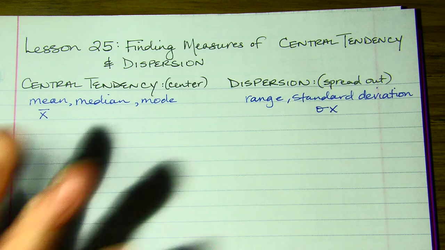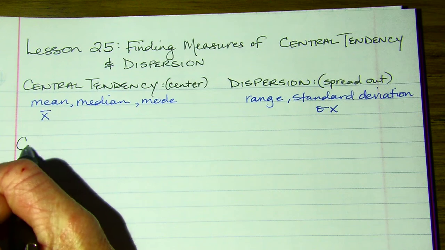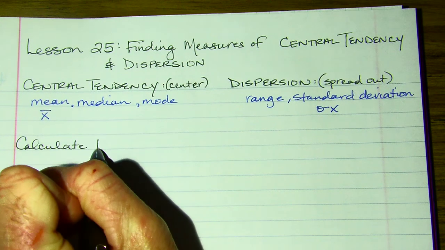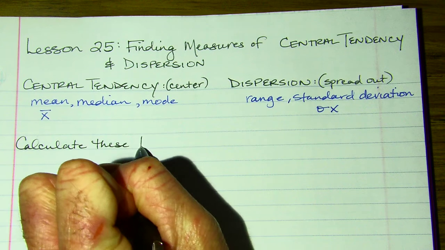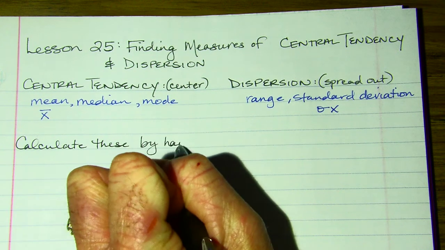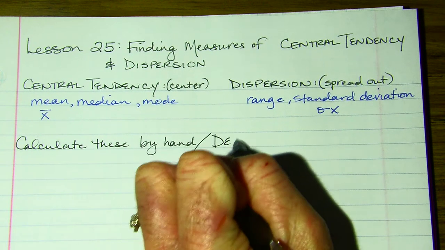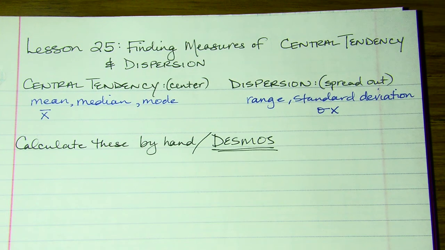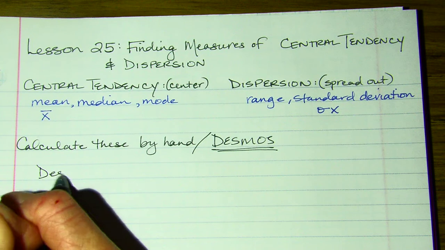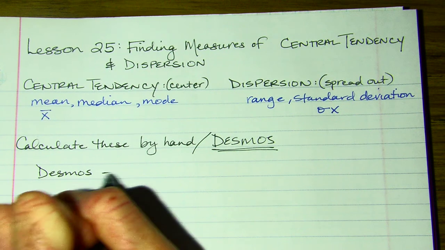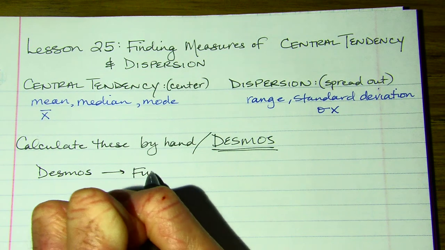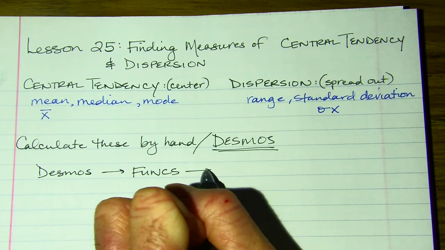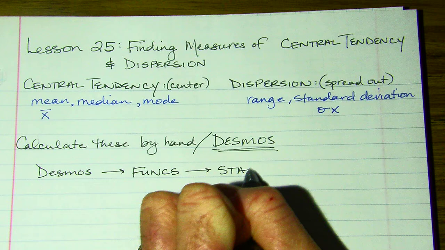Now, we are going to calculate these. Some of these we can do by hand or on Desmos. So I want to spend some time going over where you would find them in Desmos. If you go to Desmos, you will then hit the functions button, which is abbreviated FUNCS. And then you will click the Stat tab.